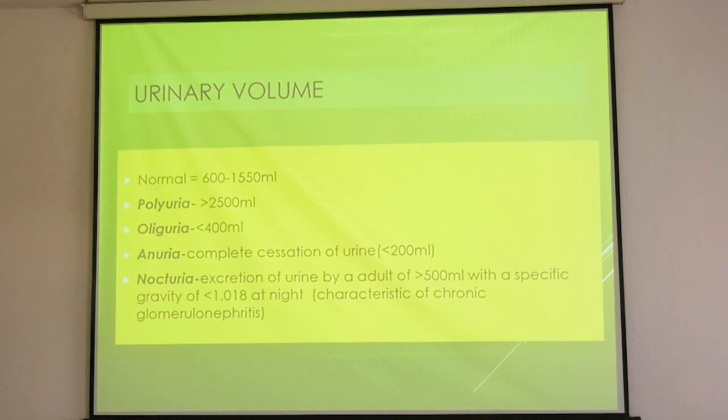Then anuria. Anuria generally means no urine. But in a practical sense, it is less than 200 ml, or very little urine, almost no urine. And nocturia is when the person gets up at night to pass urine, but the volume should be more than 500 ml. That is nocturia.